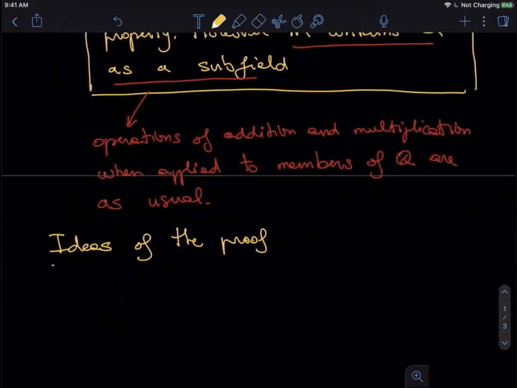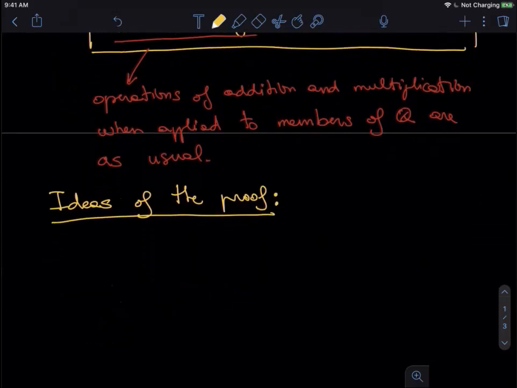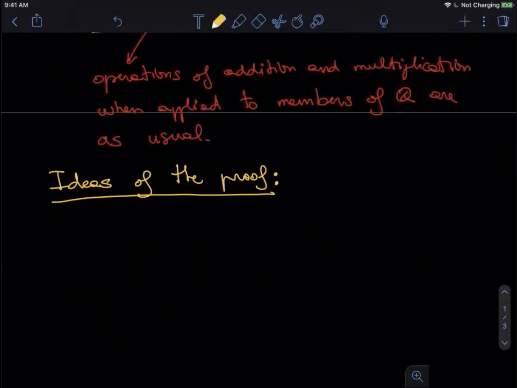Okay, so that we know what was done, and that will be enough. So the proof we are going to discuss now uses Dedekind's cuts. Okay. So what are Dedekind's cuts?